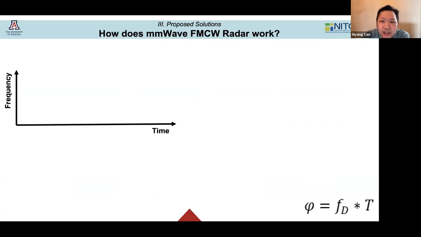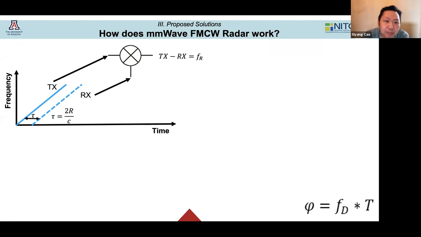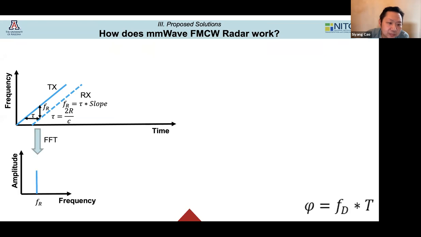So next is how millimeter wave FMCW radar works. The radar sends an LFM signal, which increases its frequency linearly over time. We generate this waveform, and when we hit a target, we receive the echo signal from the target. According to the time delay, we can determine the distance of the object. This time delay can be computed from the frequency difference between the transmit signal and the receive signal, which is f_R. So f_R basically equals tau times the slope of the LFM signal. After we beat the frequency, we can simply do a Fourier transform to determine the distance of the object.